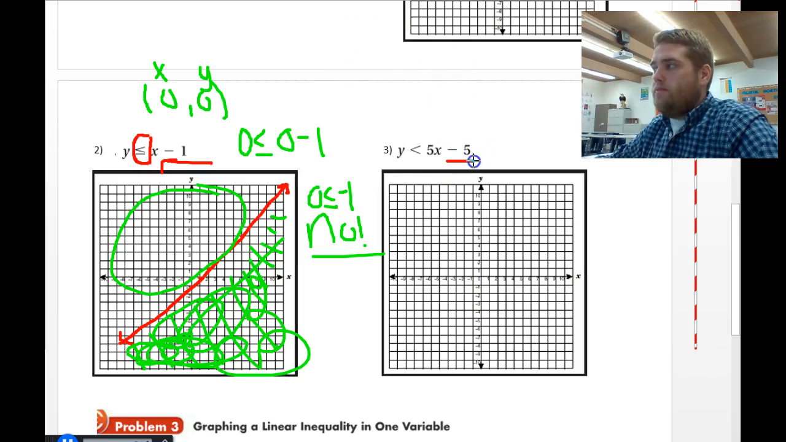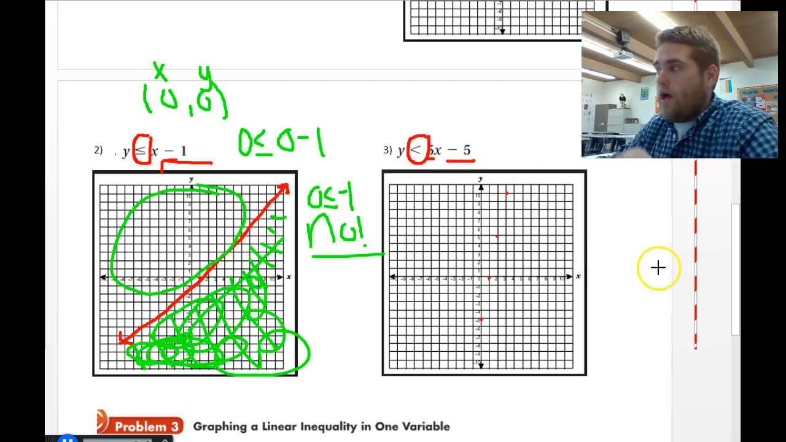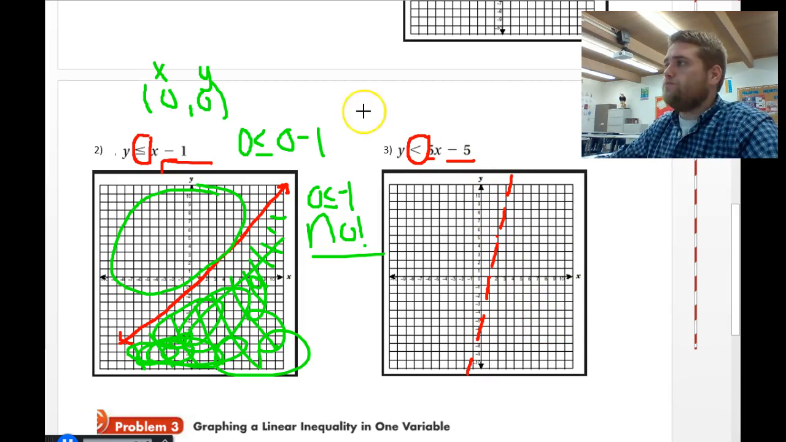So my y-intercept is -5. I go down 5, and I make my dot. Now my slope is 5, so I go up 5 over 1, up 5 over 1, and then finally up 5 over 1. Then I look at my sign. It's just less than. It's an open circle, right? So open circle means open line. So we have our dotted line here.